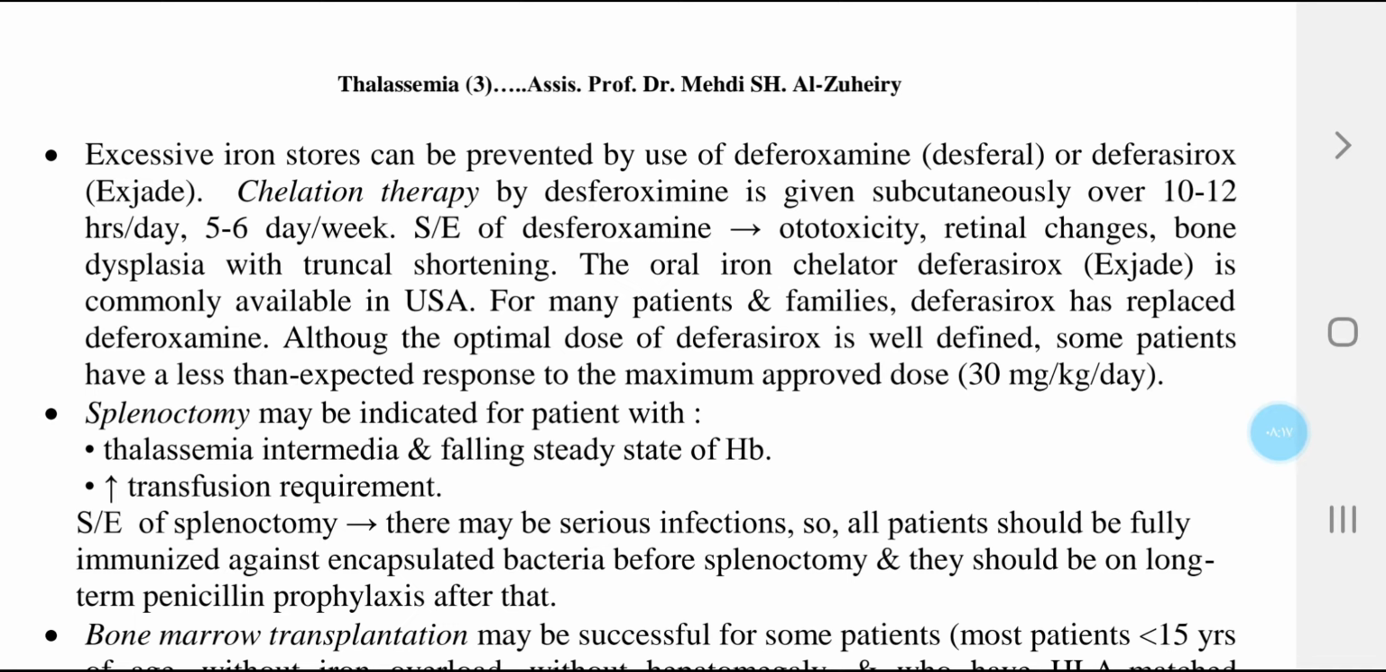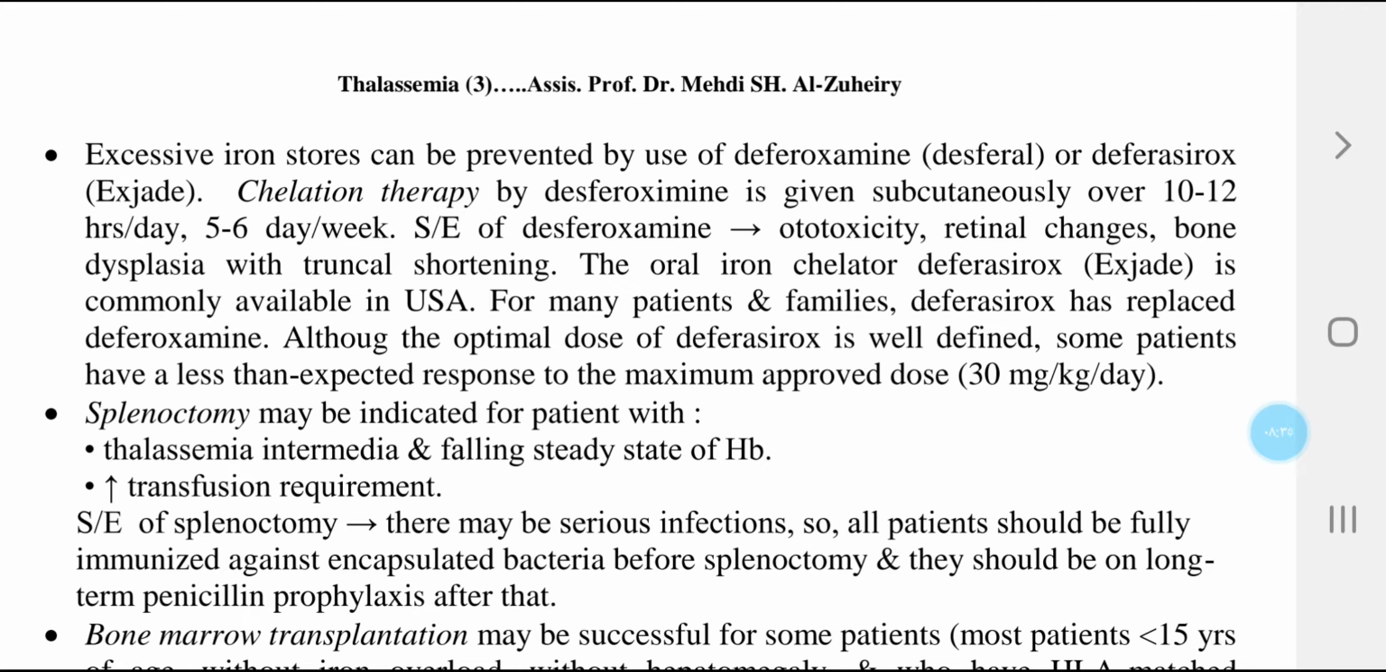deferasirox, which is Exjade. Chelation therapy by deferoxamine is given subcutaneously over 10 to 12 hours per day, 5 to 6 days per week. Side effects include ototoxicity, retinal changes, and bone dysplasia with truncal shortening.